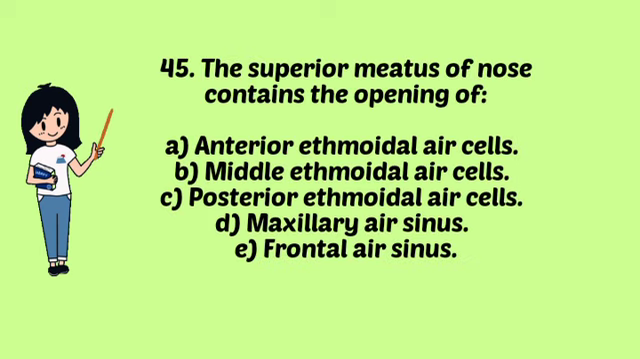45. The superior meatus of nose contains the opening of A. Anterior ethmoidal air cells, B. Middle ethmoidal air cells, C. Posterior ethmoidal air cells, D. Maxillary air sinus, E. Frontal air sinus. Option C is correct, posterior ethmoidal air cells.